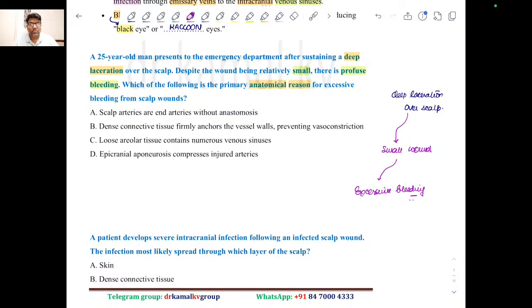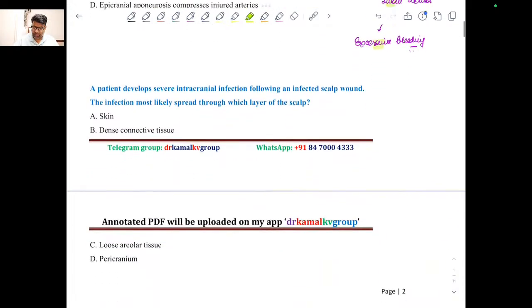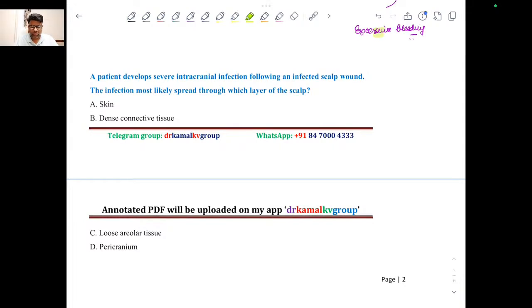And as I told you before, which layer of the scalp is that? That one is the dense connective tissue layer, which firmly anchors the vessels, preventing vasoconstriction. So this is the importance of the connective tissue layer of scalp. Here the wound may be small, but it will bleed excessively, right? So this is the clinical importance of the dense connective tissue layer of scalp. Now this is an FMG question. Then there is another question.